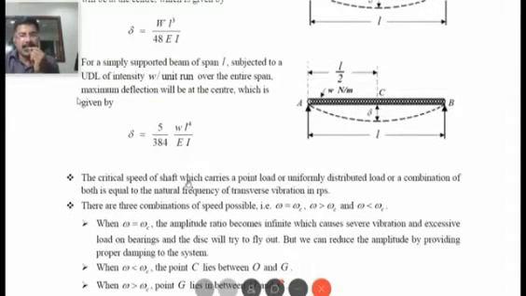Now, the critical speed of a shaft which carries a point load or uniformly distributed load or a combination of both is equal to the natural frequency of transverse vibration in RPS. I will explain it. RPS, rotations per second. I will explain it later.